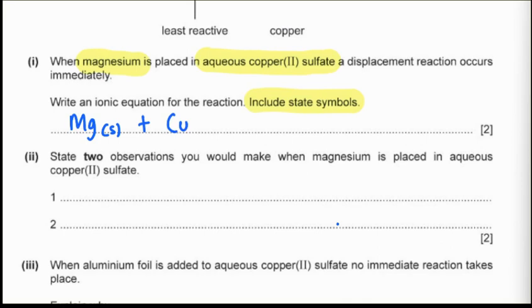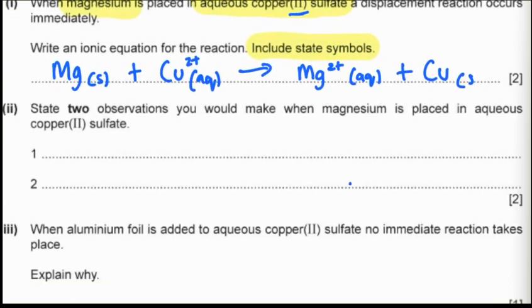Now remember, because sulfate is a compound ion, we don't include it in our ionic equation, and that is in an aqueous state at the moment. It has a 2+ charge on it. First of all, we know it's got a 2+ charge because it says it's copper 2 sulfate. Then those are going to make magnesium as a 2+ ion, and that's going to be in its aqueous state. And we are also going to make copper in its solid state. And copper doesn't have any charge anymore because it's now just copper metal, and all elements have an oxidation state of 0.